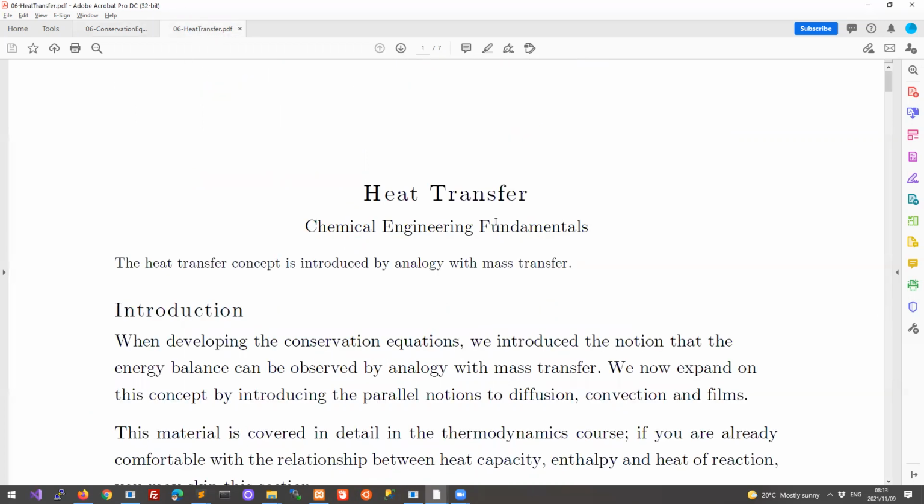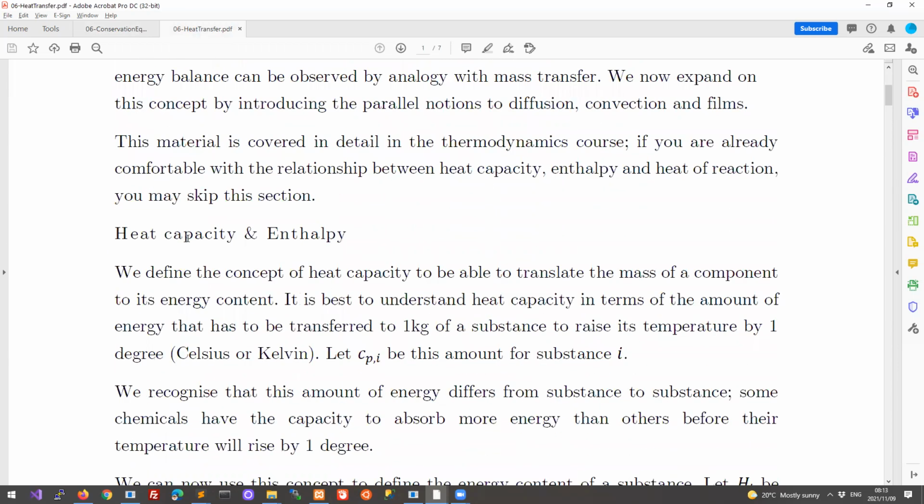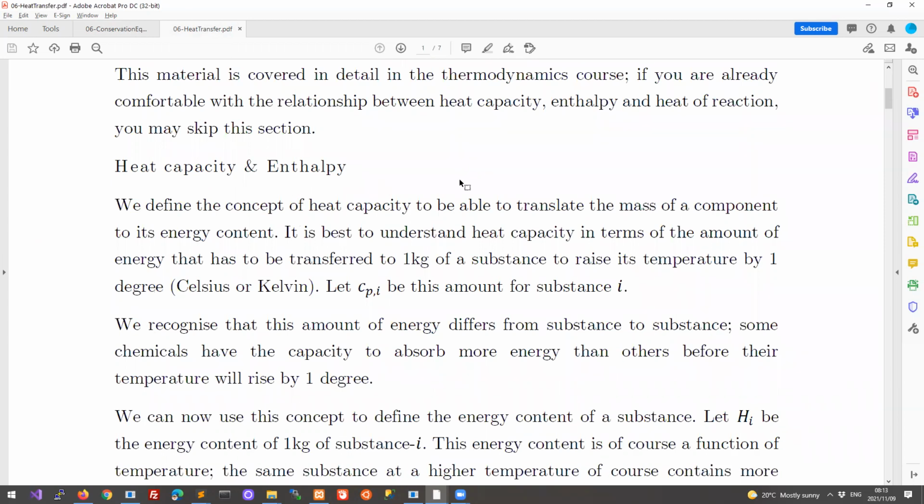So going over to our heat transfer section, we first introduced the notions of heat capacity and enthalpy. We are probably familiar with these concepts from the earlier courses. In physics and chemistry and thermodynamics, you've had exposure to these concepts, but for the sake of completeness, we'll just revise that here and establish our terminology. So heat capacity is, of course, the energy that's required to raise 1 kilogram of a given substance by a temperature of 1 degree. And whether it's Celsius or Kelvin, it's the same change in temperature.